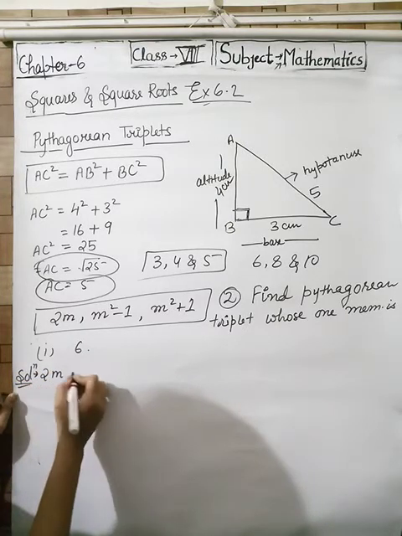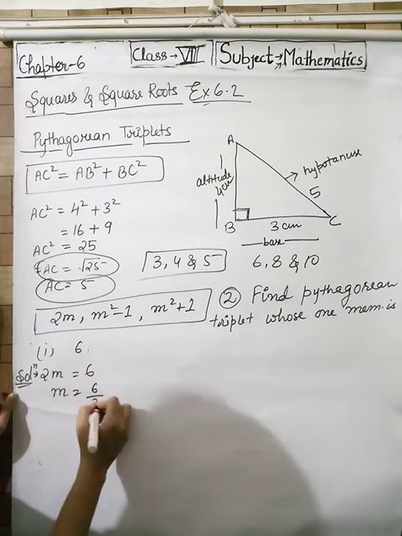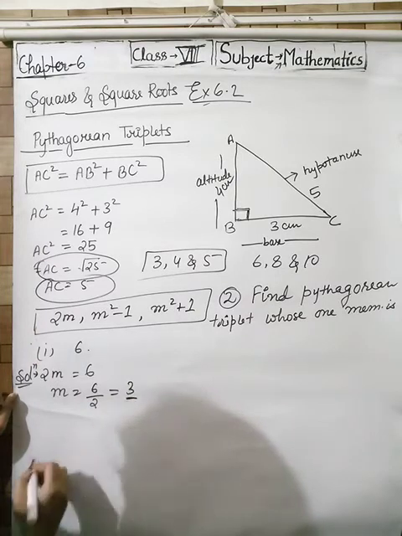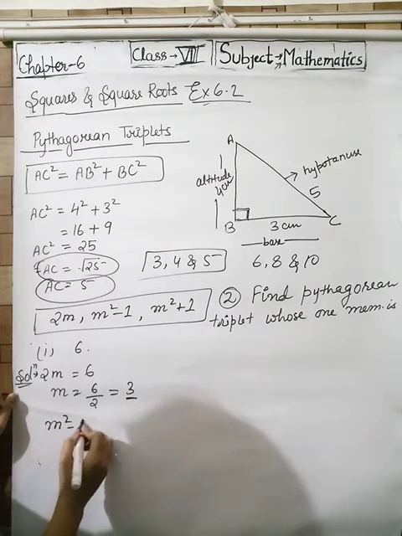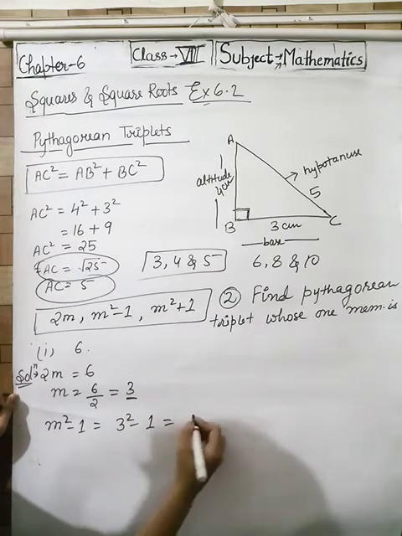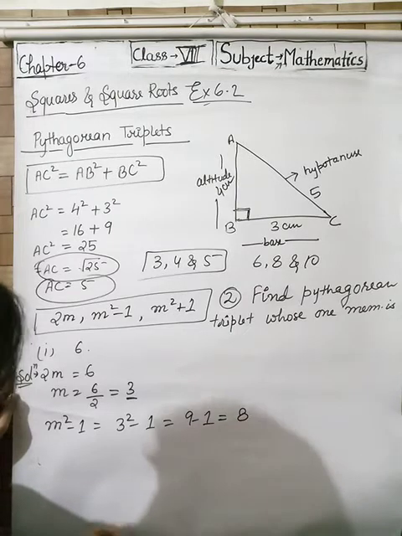Let's take this one. 2m is equal to 6, so m is equal to 6/2, which is equal to 3. Okay. So m square minus 1 will be equal to 3 square minus 1, will be equal to 9 minus 1, will be equal to 8.